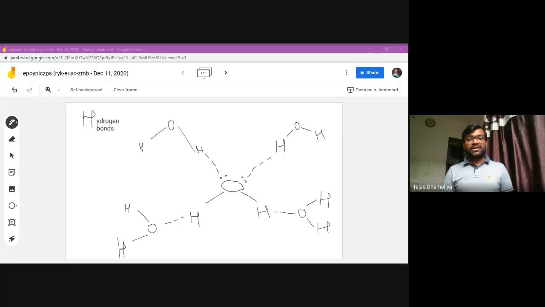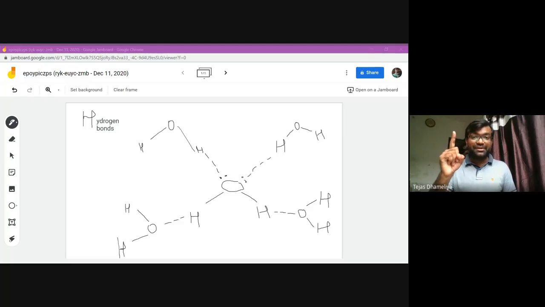Okay. So this way, they are connected with each other. This water molecule is connected with hydrogen bonds. Similarly, this water molecule is also further connected with 4 hydrogen bonds. This one also has 4 hydrogen bonds, this one also has 4, this one also has 4. So you can imagine the solvent water is made up of how many hydrogen bonds?